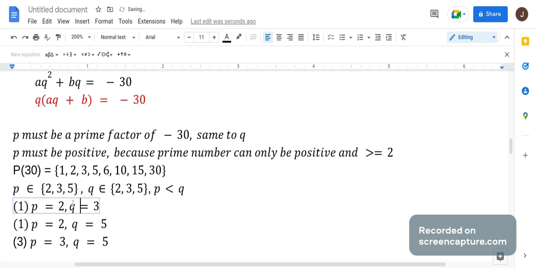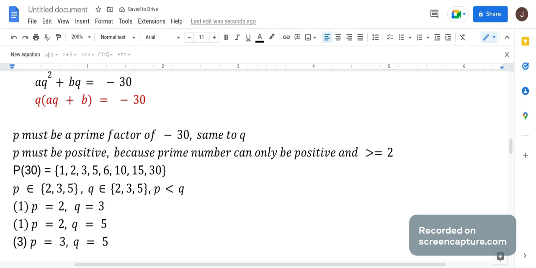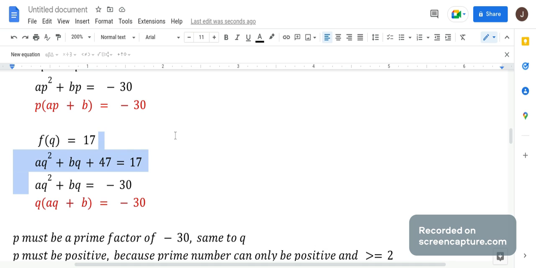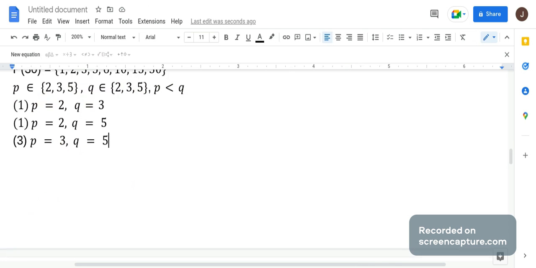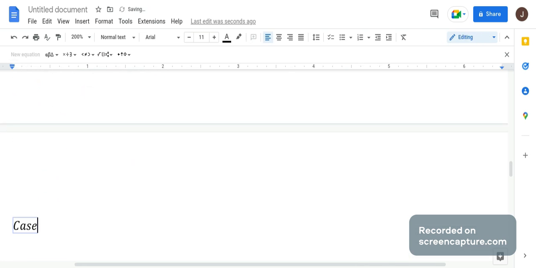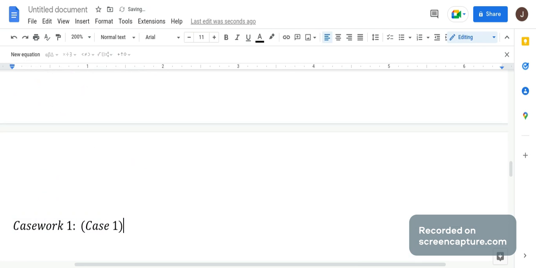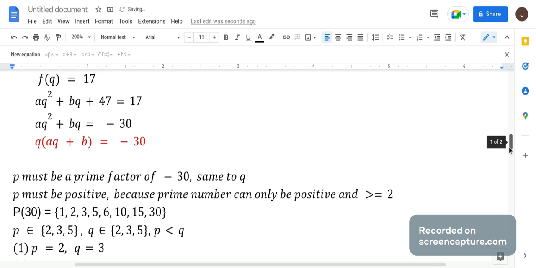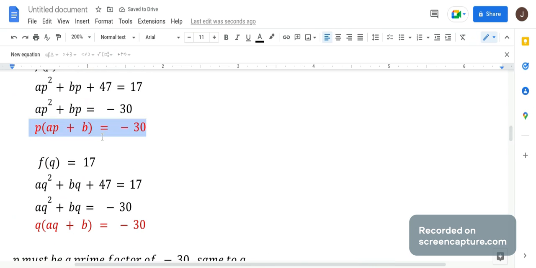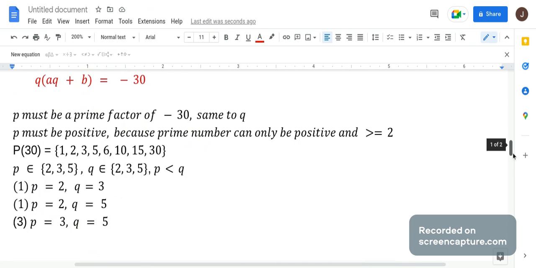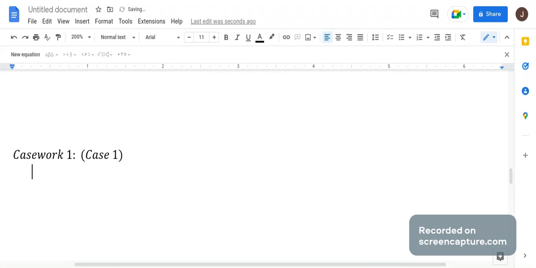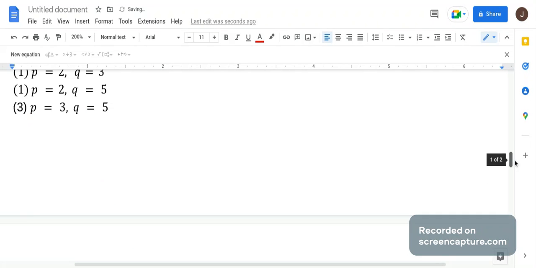So those are the only 3 scenarios for p and q. What we do is test them out one by one to discover the values of a and b, because from this equation, we can use the values of p and q to find a and b. So let's start with the first case. Case 1. In this case, we know that the equations here are this and this. Let me plug them in here, and this one, right?